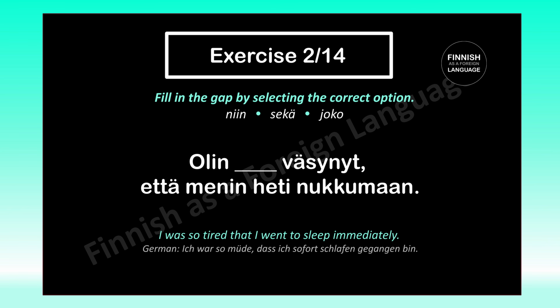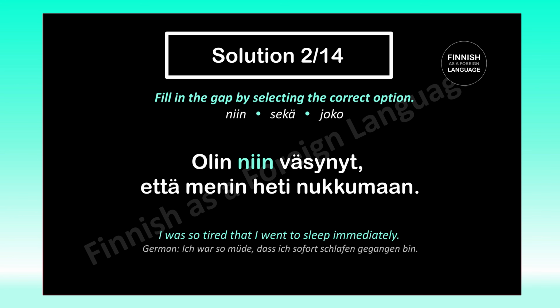Next one, fill in the gap. We want to say, I was so tired that I went to sleep immediately. Olin väsynyt, että menin heti nukkumaan. What do we need here? Niin, sekä, or joko? That's right, we need niin here. Olin niin väsynyt, että menin heti nukkumaan. I was so tired that I went to sleep immediately.